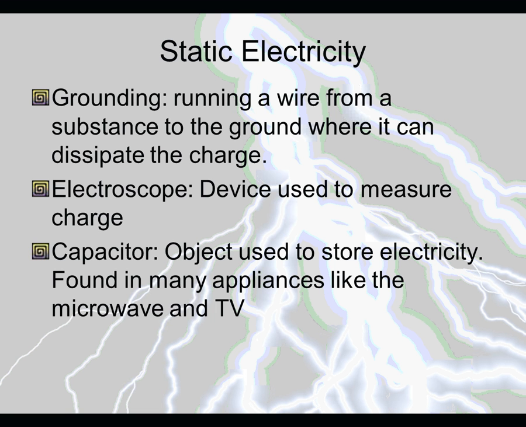And then you have what's called an electroscope. An electroscope is a device that can be used to measure the charge. There are several different varieties of electroscope. I actually have one in my pickup. It's called a voltmeter. You can test the voltage and things. You can test the ohms and things.